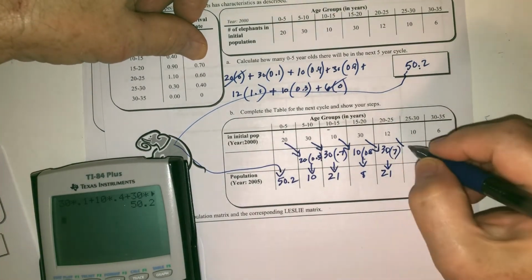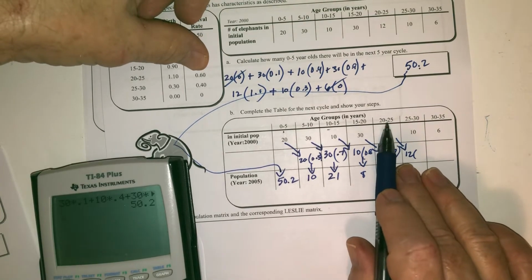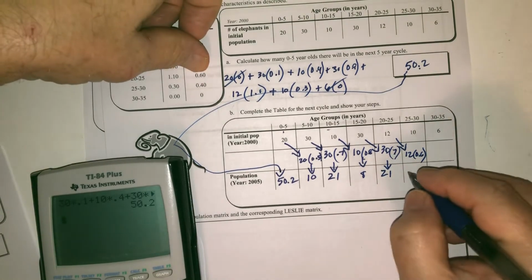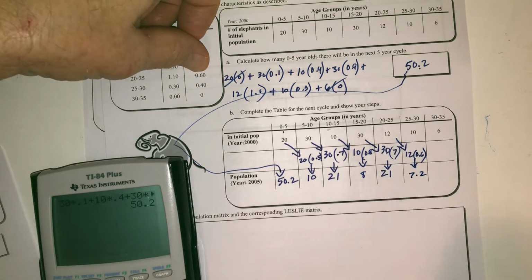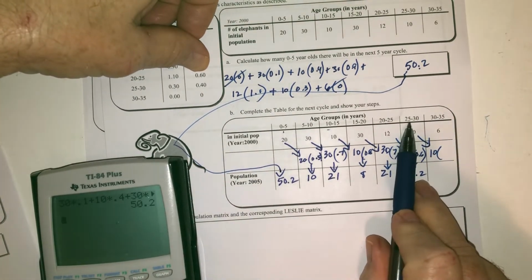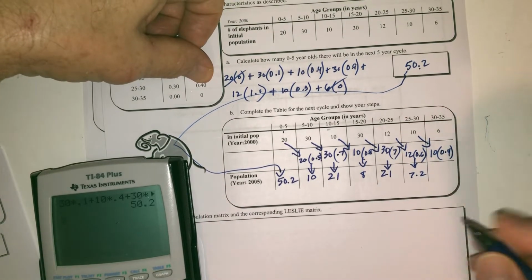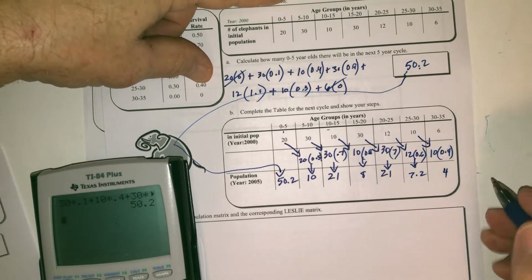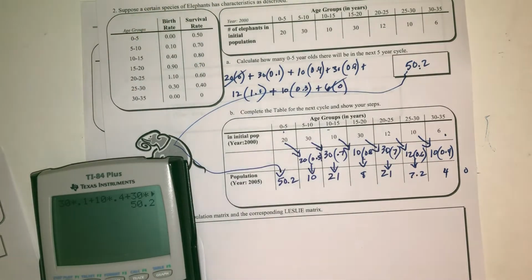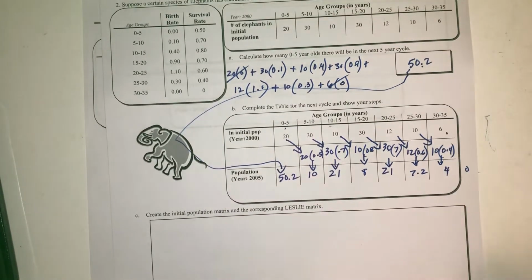And then we would take 12 and multiply that times the survival rate for the 20 to 25 year olds, which would be 0.6. That's 7.2. Then we would take 10 and multiply that times the survival rate for the 25 to 30 year olds, which would be 0.4, and that would be 4. And if you did the other one, 6 times 0 would be 0 over here if you needed to write it. If you wanted to, you could. So there's the work that we did.